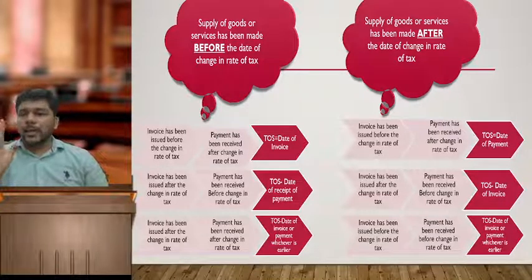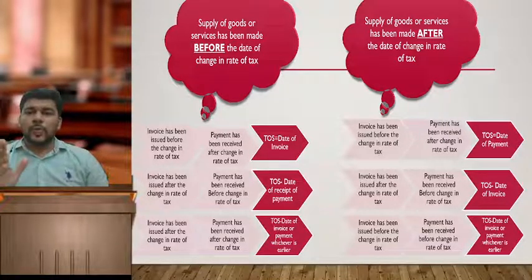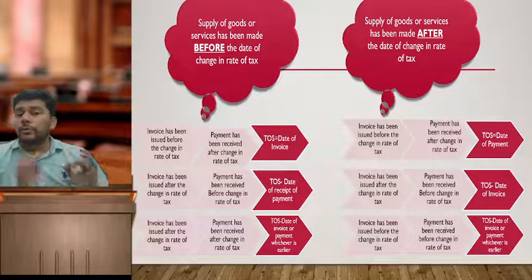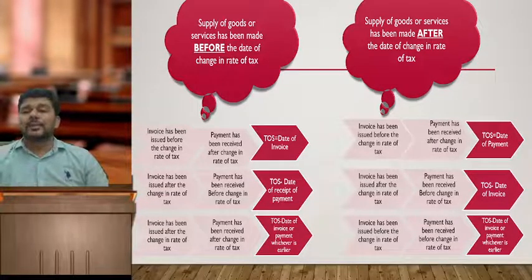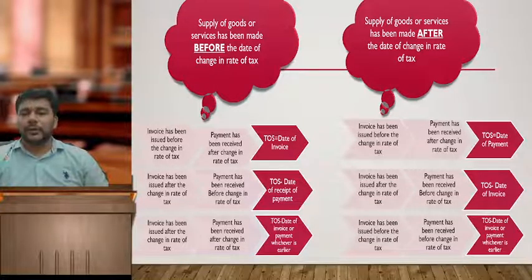Means what? My supply has happened after 18th July, my invoice was issued before the change in the rate of tax, that is before 18th of July, but my payment has been received after the change in effective rate of tax. Means after the change in effective rate of tax, my supply as well as my payment have been done. So in such case, my date of payment is considered to be the time of supply.